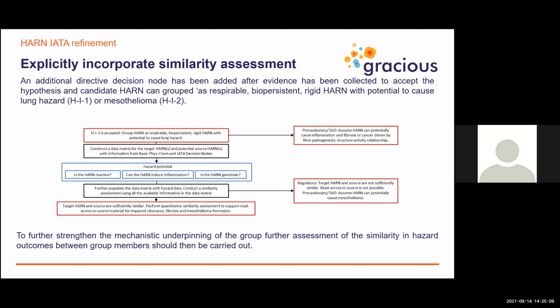We also propose that to further strengthen the mechanistic underpinning of the group, further assessment of the similarity in hazard outcomes between the group members should be carried out, and propose that this could be based on assessment of reactivity, inflammatory potential, and or genotoxicity. This could lead to the conclusion that the HARN are either sufficiently similar to support read across, or that read across may not be possible, and that each of these HARN should be treated and assessed individually.